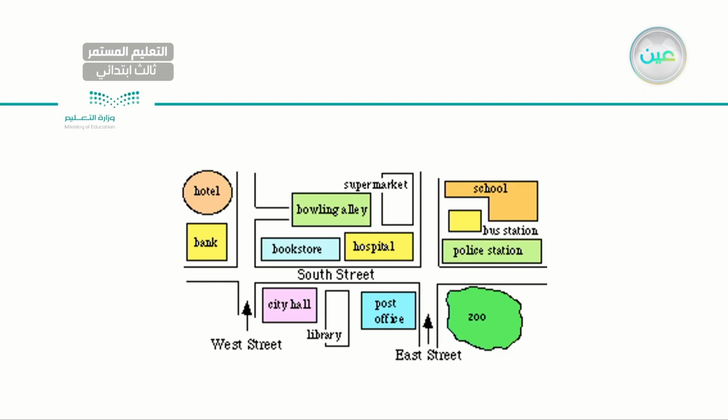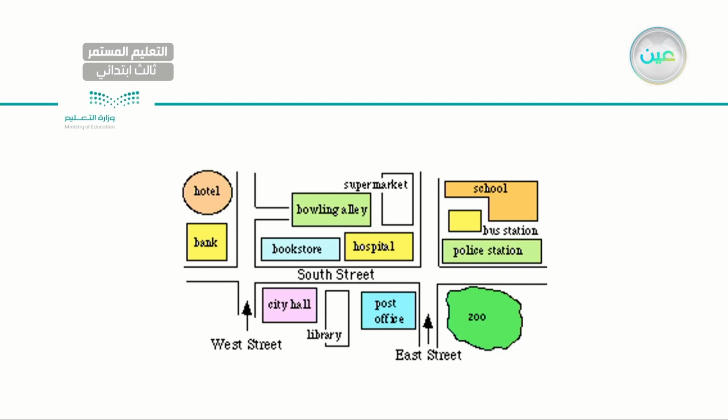Okay, let's say that you are at the West Street, and you need to get to the police station, for example. You are at the West Street, you need to take the first right, go straight past the East Street, and you will find the police station opposite the zoo or right next to the bus station. That's where you can find the police station.